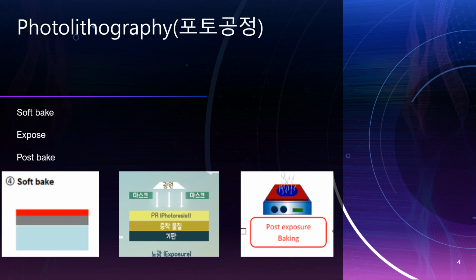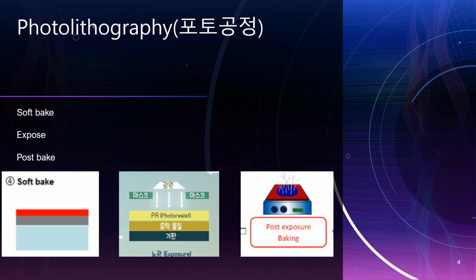Next is soft bake. After resist coating, the substrate is lightly heated to remove the remaining solvent and dry the resist. This soft bake process stabilizes the resist and affects the chemical reaction after exposure.